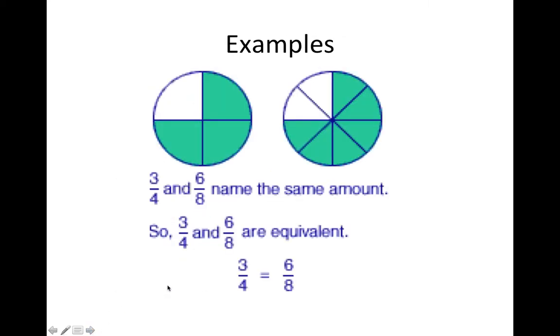Here's another example. We have 3/4 is the same as 6/8. So you notice these amounts right here are the same. If you look at the shaded amount here and the shaded amount here, it's exactly the same amount. It's just the piece divided into different parts. Though the denominators are different, the amount is the same.